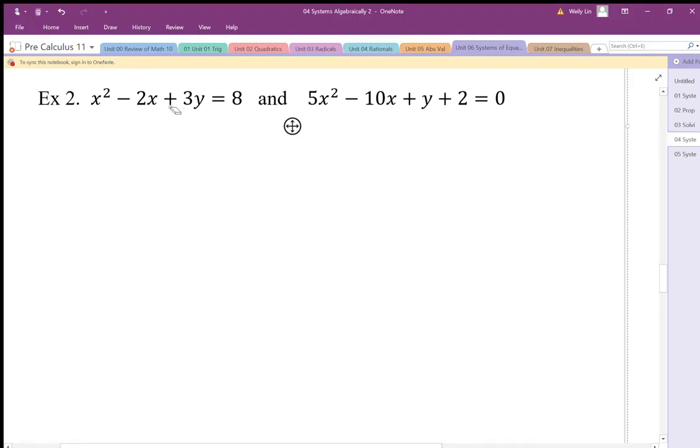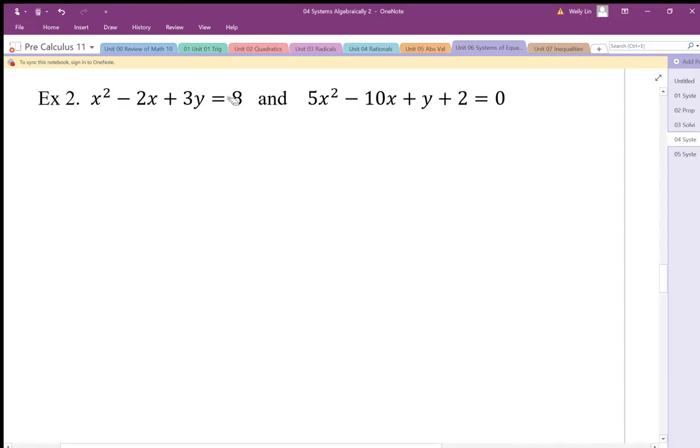I have a system. This is again a quadratic system. I have x and y. This one, since the y is linear, it will be much easier to substitute for the y or subtract for the y.